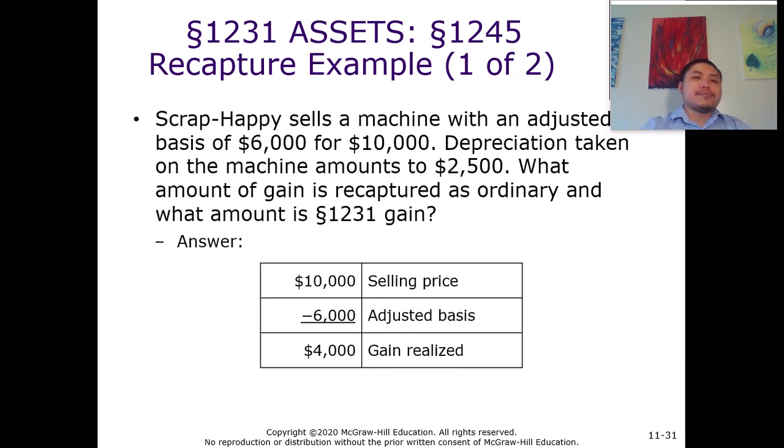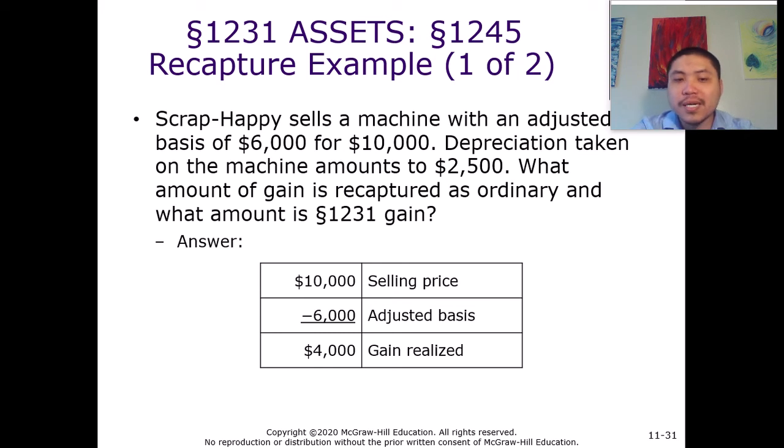So let's look at another example here. It says this company sells a machine with an adjusted basis of $6,000 for $10,000. So the adjusted basis is $6,000 and the amount realized is $10,000. And depreciation taken on the machine amounts to $2,500. It asks what amount of gain is recaptured as ordinary and what amount of gain is 1231 gain. So the amount realized is $10,000 and the adjusted basis is $6,000, so we have a gain realized of $4,000.